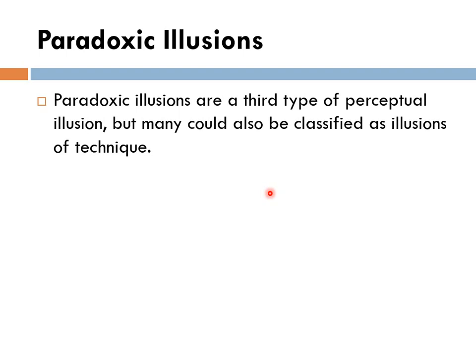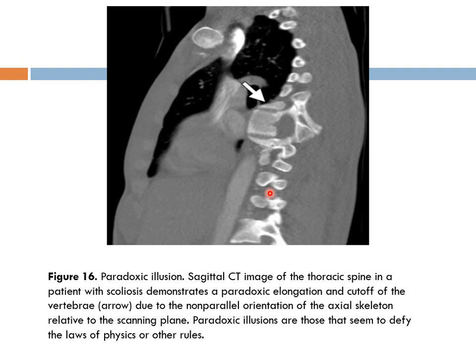Another type is paradoxic illusions, mostly related to the technique. Like this one, you see one of the vertebrae elongated and cut, which makes it a bizarre shape. This is due to a non-parallel orientation of the axial skeleton relative to the scanning plane, so it's related to the technique. The patient has scoliosis, severe. So part of the vertebra appears on one image while the rest of the vertebra shows on other images, and you're confused about what's going on here.